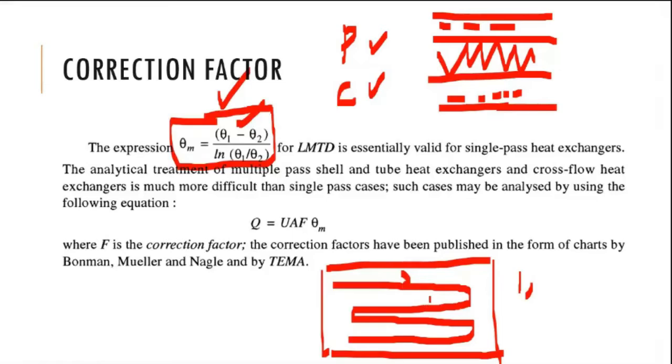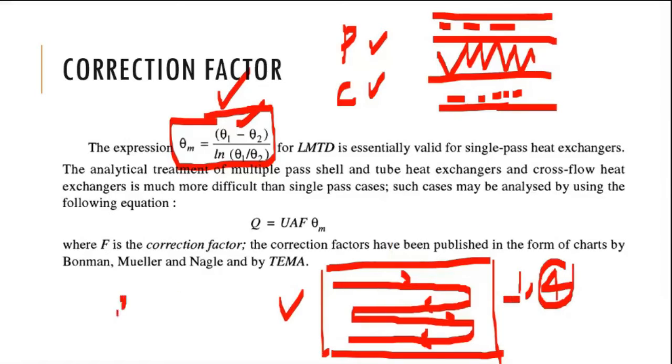This is the first pass, second pass, third pass, and the fourth pass. You remember this? We had discussed this while classifying heat exchangers. So here we will say that for this particular heat exchanger, on the tube side, the number of passes are 4 and we have a single shell.